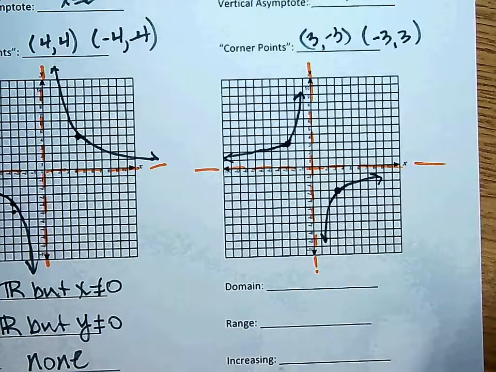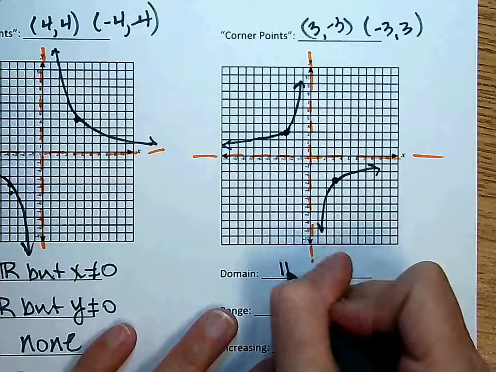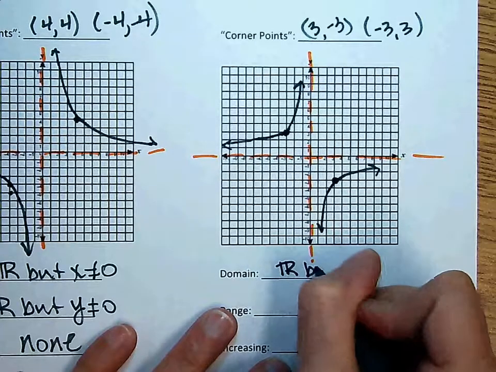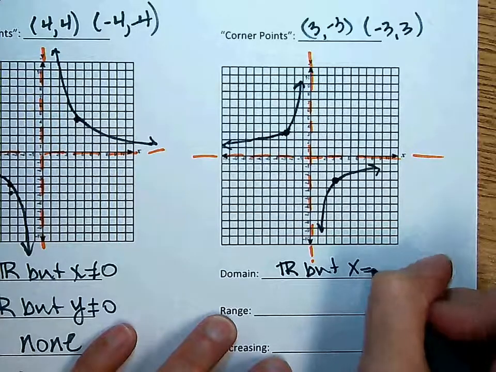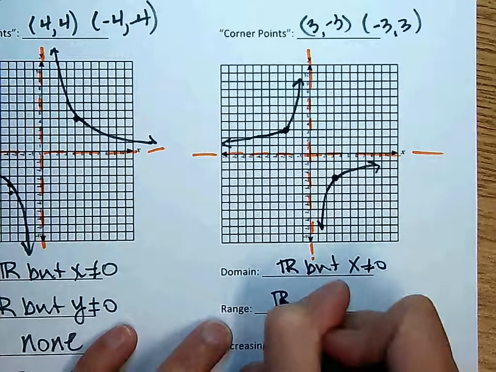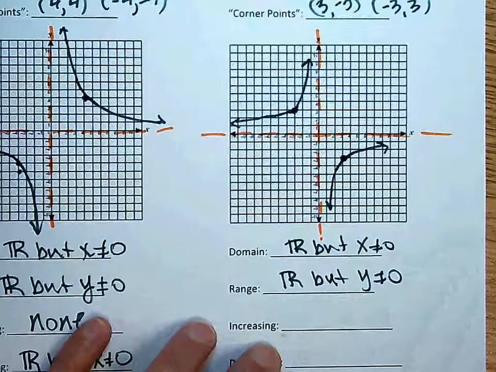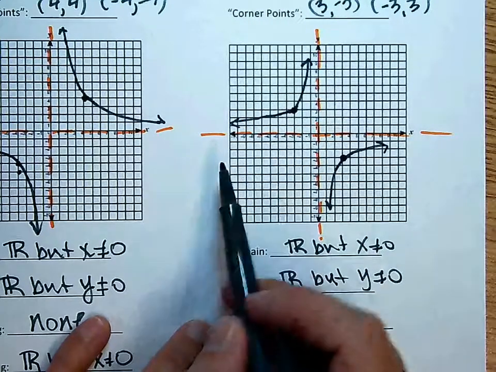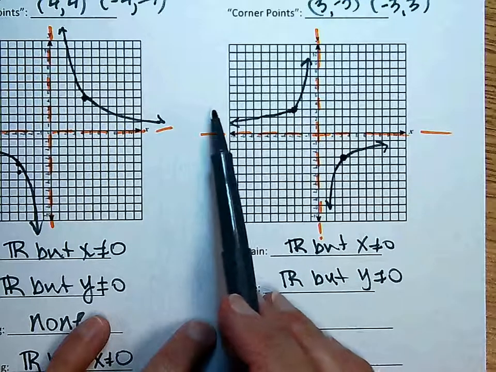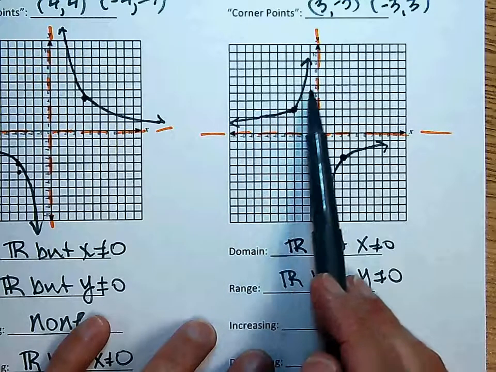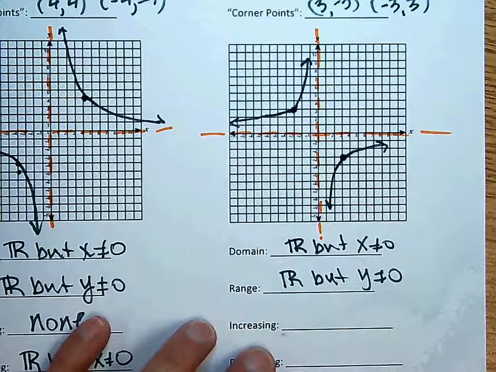Guys, this right here, domain, exactly the same. But the range is going to be different, isn't it? So x does not equal 0. All reals, but y does not equal 0. Now, this guy is always increasing, because if you move left to right, it is getting bigger and bigger. It's going to freak out a little bit, but then it's still going to be increasing.